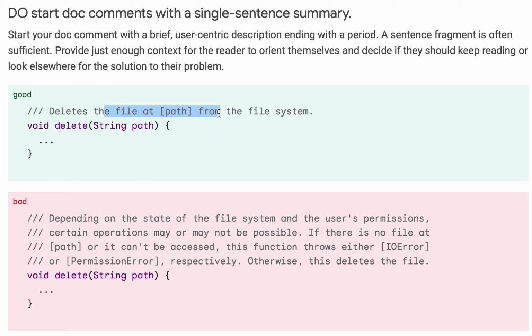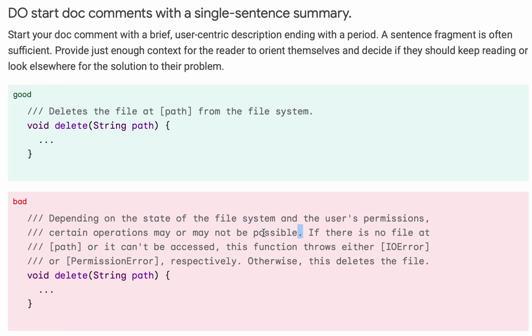So a small sentence like this. Provide just enough context for the reader to orient themselves and then decide if they should keep reading or look elsewhere for the solution to their problem. So basically, if we have a huge sentence like this, where the period is in between something, there are two sentences, for example.